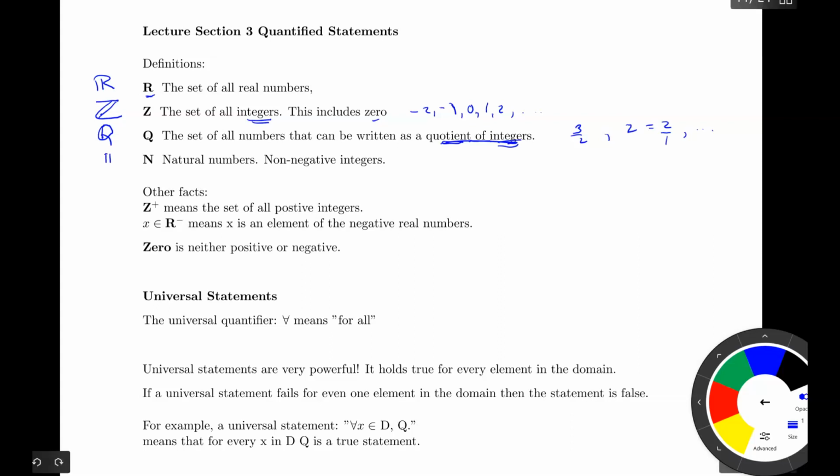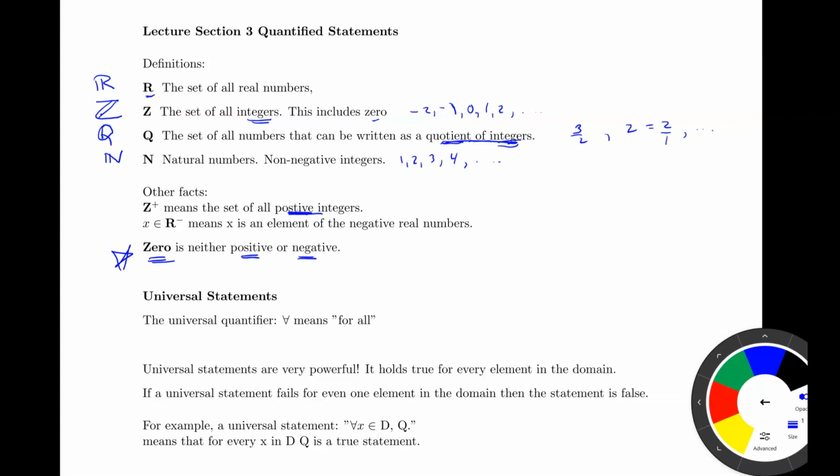Natural numbers, so that's the double bar there, if you don't want to write the big bold face. That's all non-negative integers, so counting numbers, as you can think of them. Okay. So if you put the Z with the plus, that means all positive integers. So 0 is neither positive nor negative. That's a big deal, so it's something you just need to keep in mind.